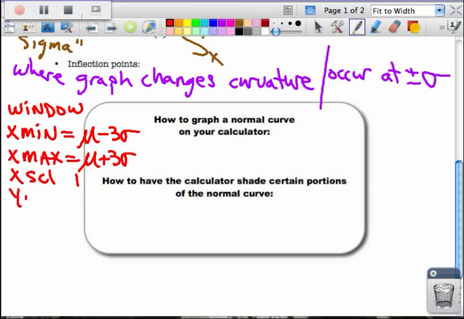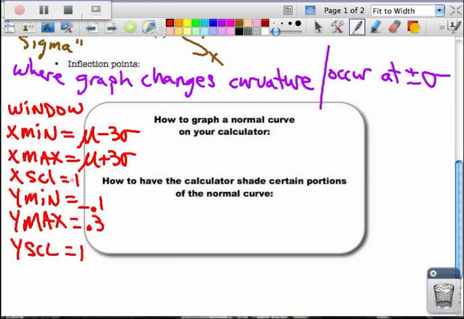Your y min, unless I tell you anything different, will always be equal to negative 0.1. Your y max will always be equal to positive 0.3. And again, this is unless I tell you different. And your y scale will always be 1. Right now, that might not make any sense whatsoever. Don't worry about it. I'll show you in a problem.